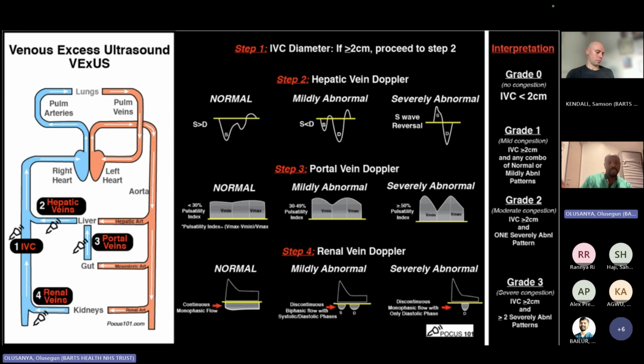So the way it works is you have a grade of 0 if everything's normal and your IVC is normal. You get 1 point and you get a grade 1 if your IVC is abnormal. You get 2 points if your IVC and one of the other things, hepatic, portal, or renal venous Doppler, is severely abnormal. And you get 3 points if two or more of them is abnormal. So most people that you'll see with 3 points will have a full house. I hope that makes sense so far.